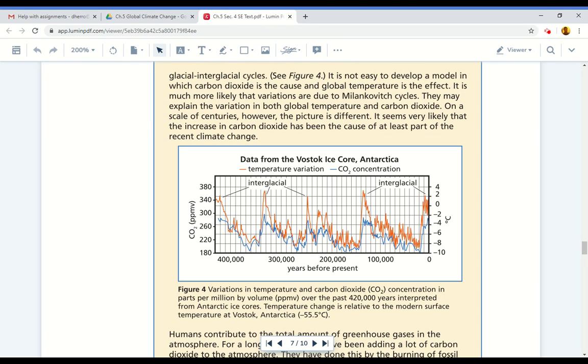On a scale of centuries, however, the picture is different. It seems very likely that the increase in carbon dioxide has been the cause of at least part of the recent climate change.